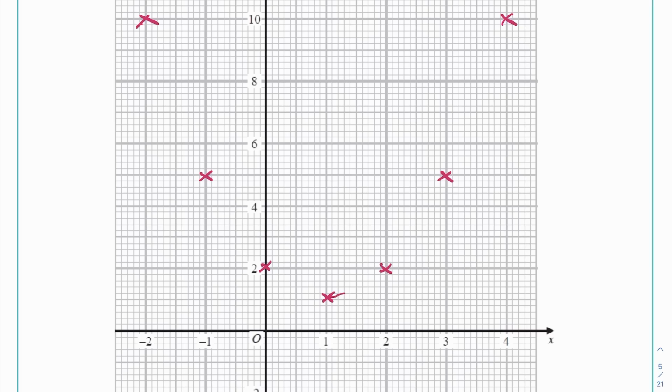You need to join this up with a nice smooth curve. So obviously you're using a pencil for this, not using a ruler, because you do want it to be a nice smooth curve when you are drawing a quadratic or a cubic or a reciprocal graph. So making sure that looks nice and neat.